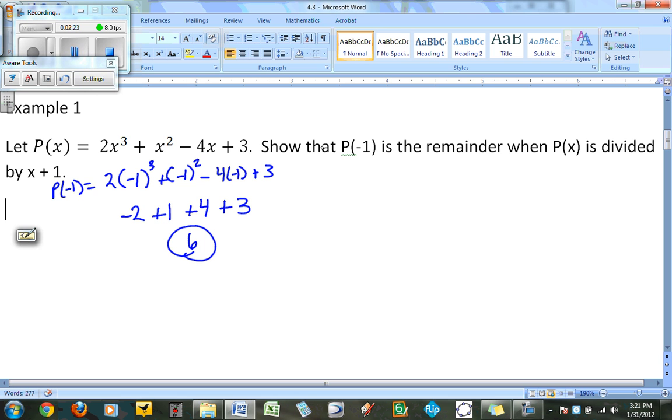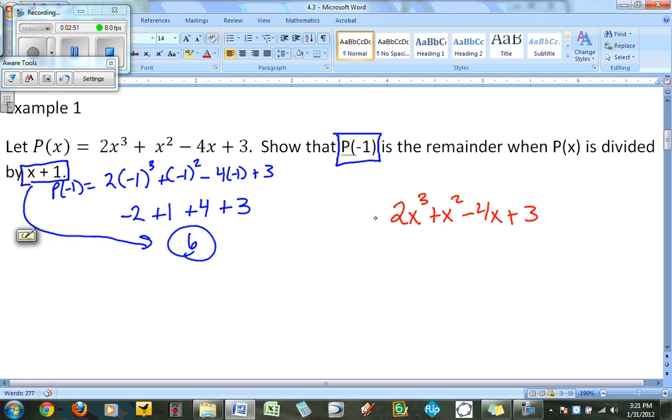So they're saying that if we plug -1 into the function, and then if we divide by x plus 1, the remainder is going to be 6. And we're going to test that hypothesis right now. That's what they want us to show. So we're going to do our long division. We have 2x cubed plus x squared minus 4x plus 3, and they want us to divide that by x plus 1.